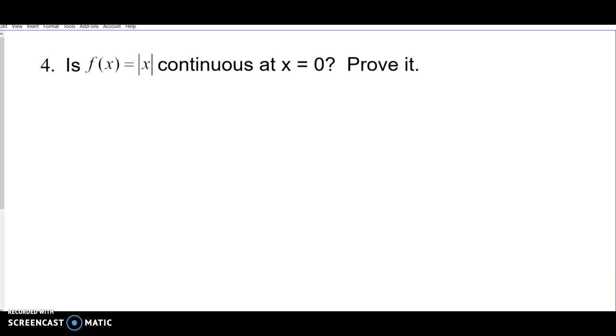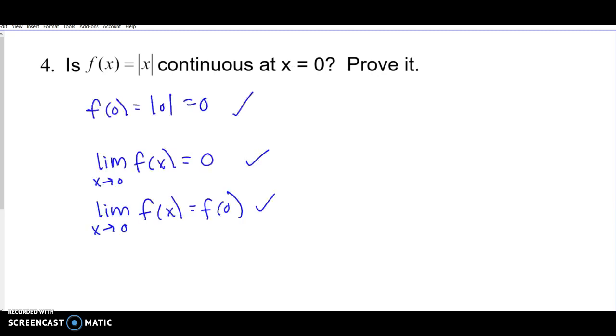All right, is f of x equals the absolute value of x continuous at x equals 0? Prove it. Use the definition to show me. You don't have to do a geometry proof, but just show me why it is continuous. Go ahead and put me on pause. So 3 conditions or 3 requirements must be met in order for a function to be continuous. The function must have a defined value at 0, in this case, check. The limit must exist, check. And the limit must equal the function's value at that same point, check.